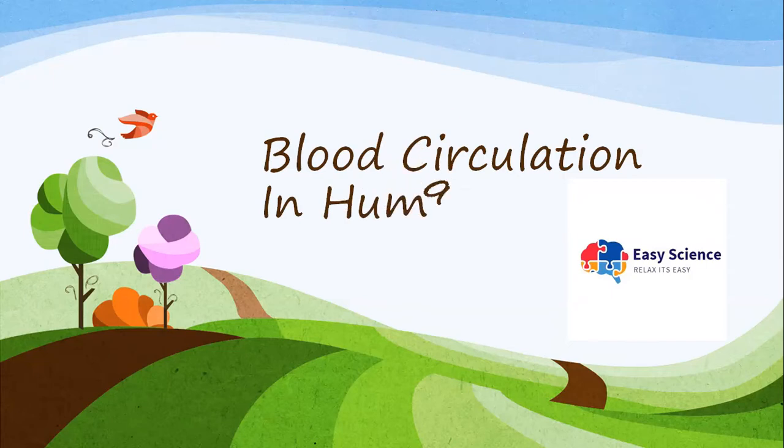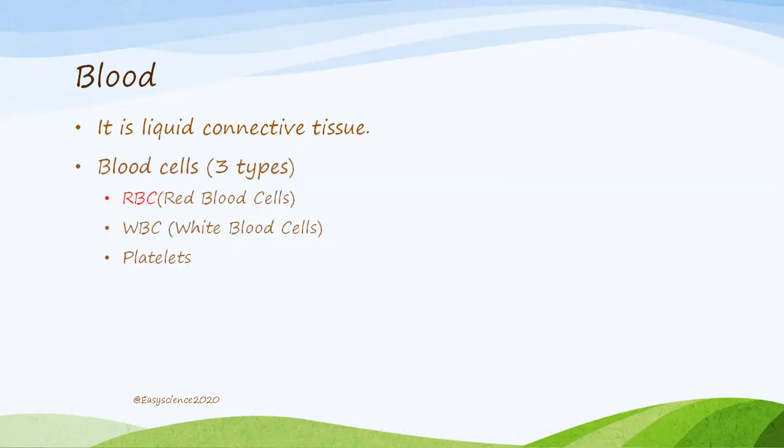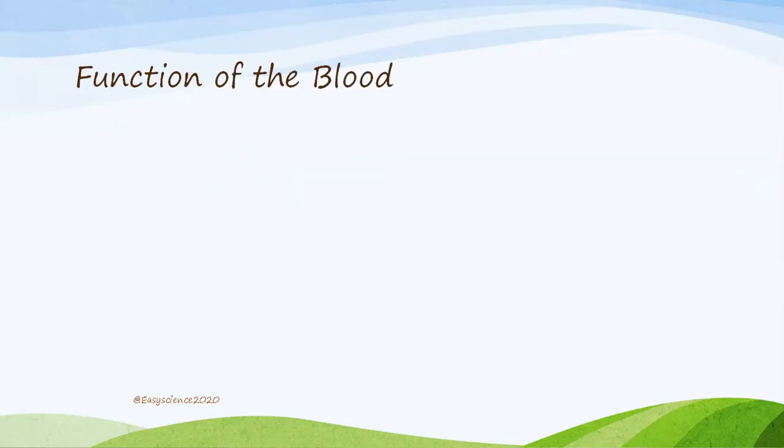Today's topic is blood circulation in human beings. Before moving to circulation, let's look at the topic blood. It is a liquid connective tissue, and blood is of three types. They are red blood cell, white blood cell, and platelets. Now, the function of the blood.